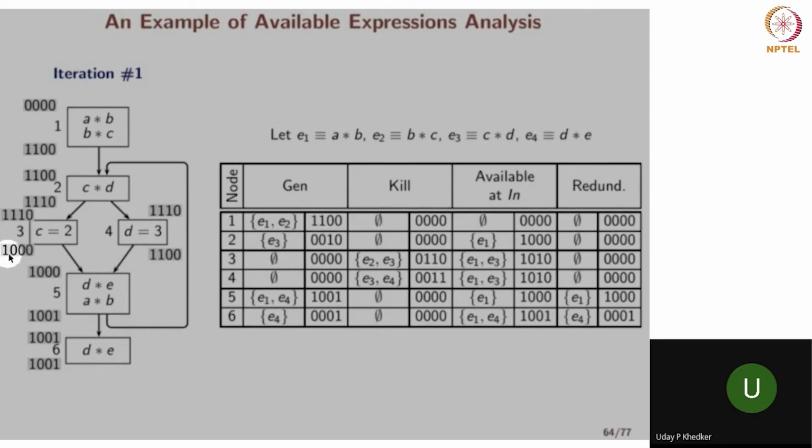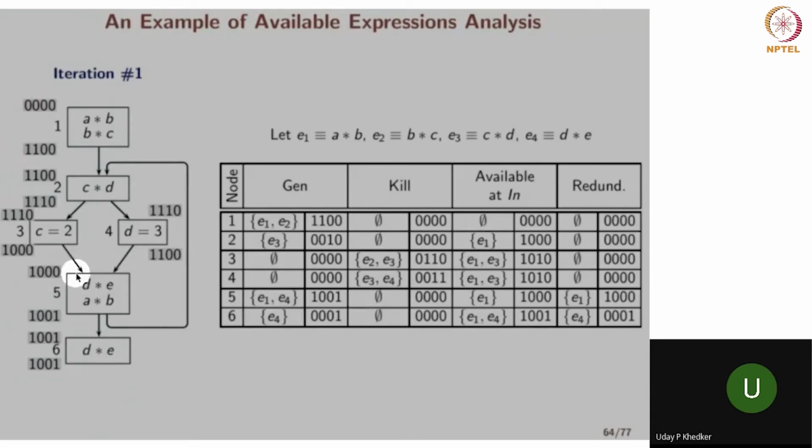So at the out we have 100, which means that A star B is available up to this point. Here we have A star B and third and fourth are being killed. So A star B and B star C are available at this program point. Their intersection, 100 and 110, gives us 100, which says that only A star B is available. B star C is not available here. That is because we have an assignment to C here. So intersection gives us that answer.